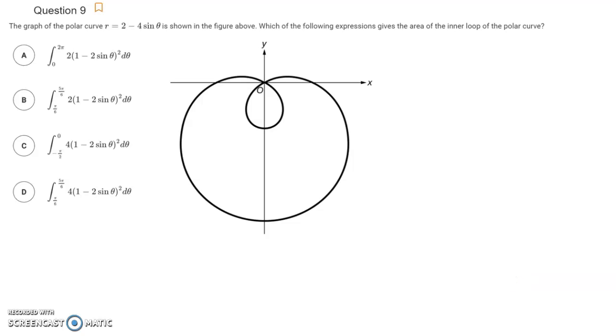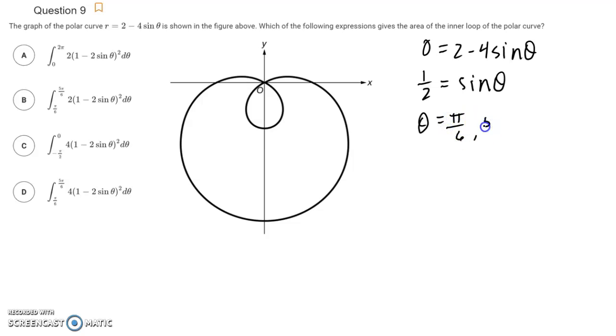All right, number 9. The graph is given. Which of the following expressions gives the area of the inner loop? Okay, so let's go with what we know. Set the equation equal to 0 so we can just get a general idea of what gets graphed. So pi over 6 and 5 pi over 6. Okay, looking good. I look at my boundaries, and my boundaries are pi over 6 and 5 pi over 6, so at least I know I'm on the right track.